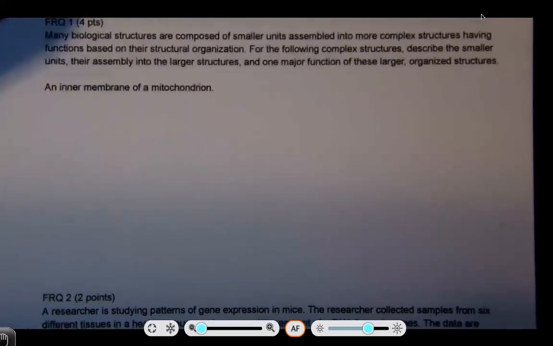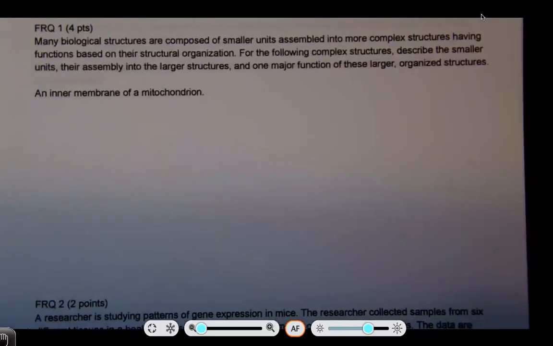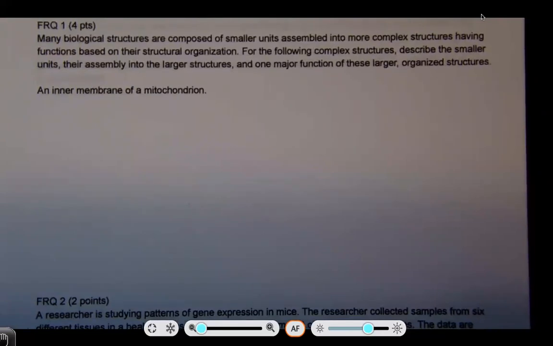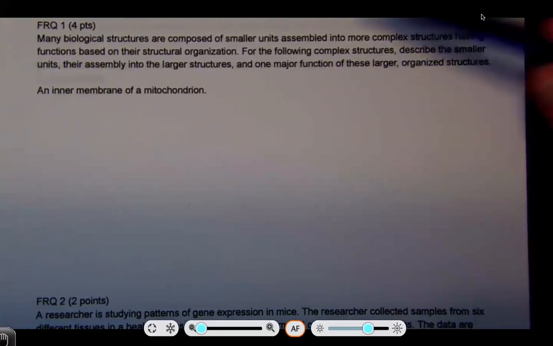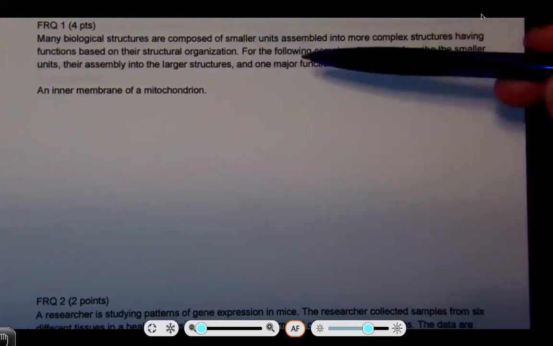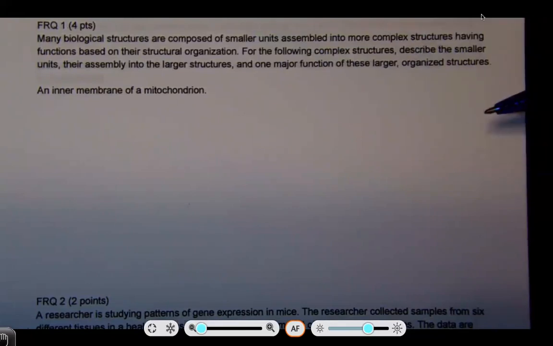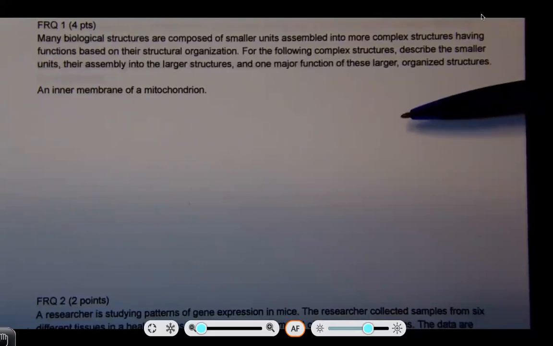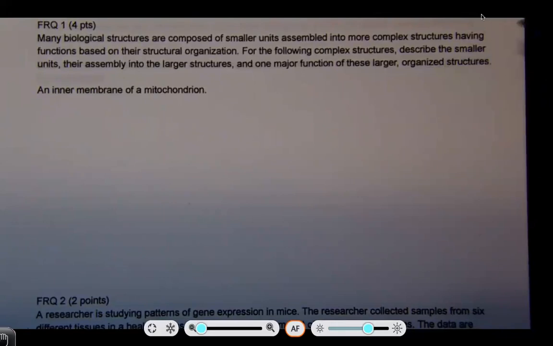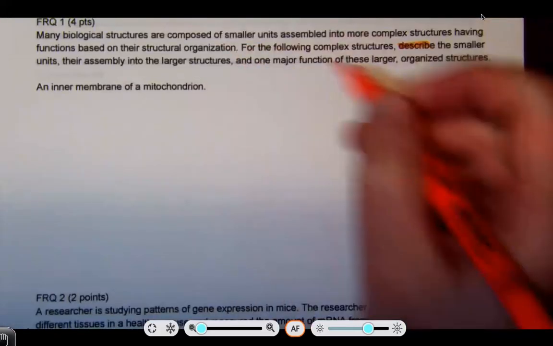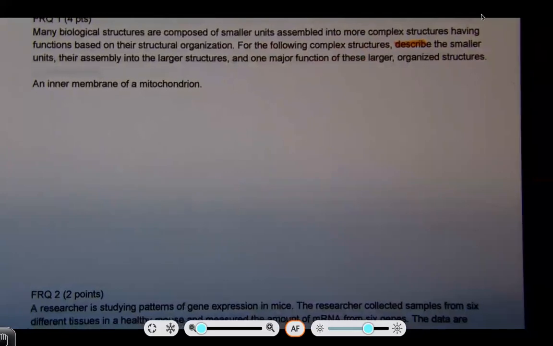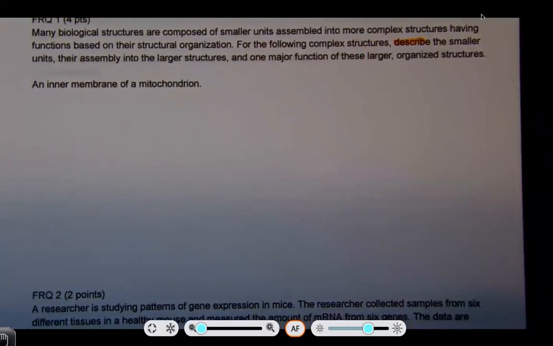On the AP test in and of itself, they might ask a question like this originally, which is like, hey, many biological structures are composed of smaller units assembled into more complex structures having functions based on their structural organization. For the following complex structures, describe the smaller units, their assembly into the larger structures, and one major function of these larger organized structures. So in this case, it says describe the smaller units, but it also wants to know how they turn into the bigger units and then their function.